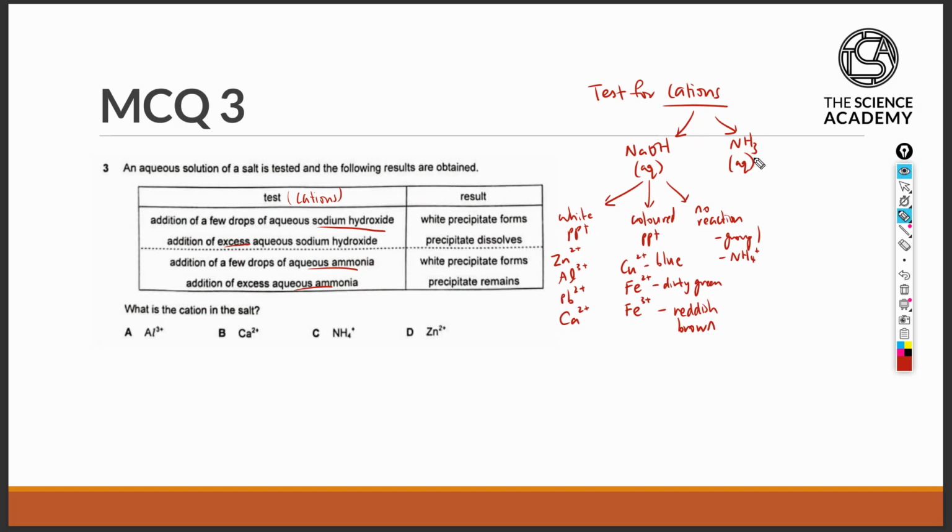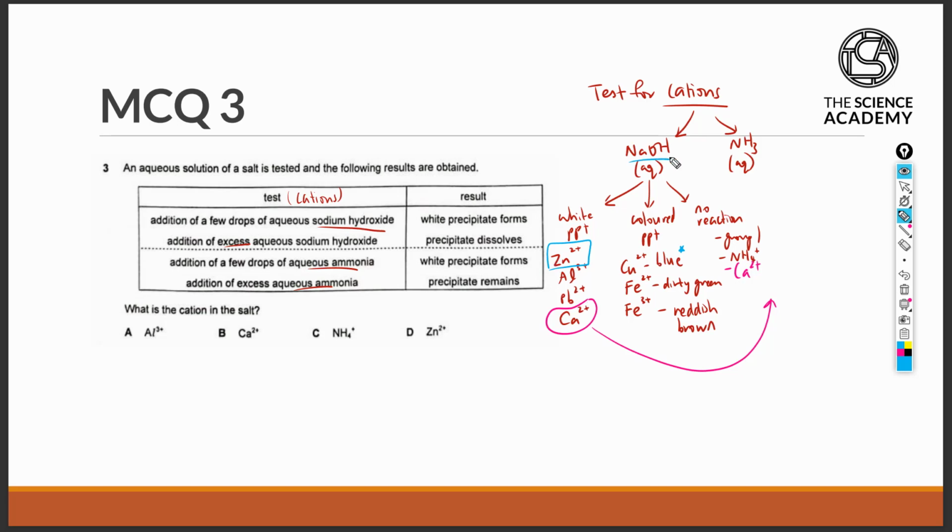For the test with aqueous ammonia, most of it is the same, except calcium 2+ ion is going to fall under the no reaction category. Copper 2+ blue will change to a deep blue solution in excess aqueous ammonia, and zinc 2+ ions is going to be the only ion that can dissolve in excess aqueous ammonia.